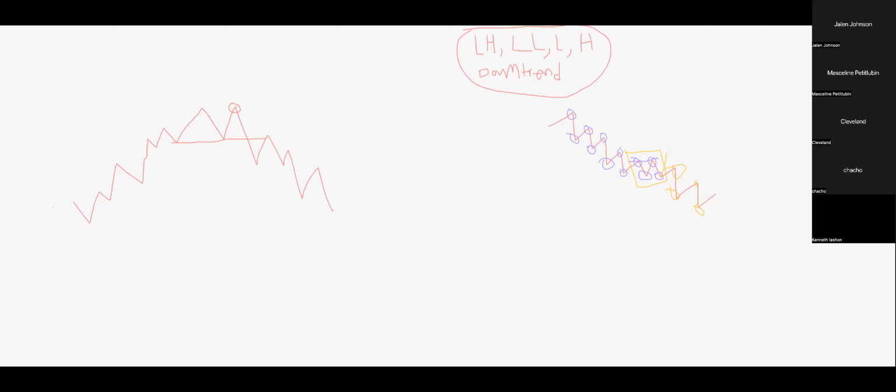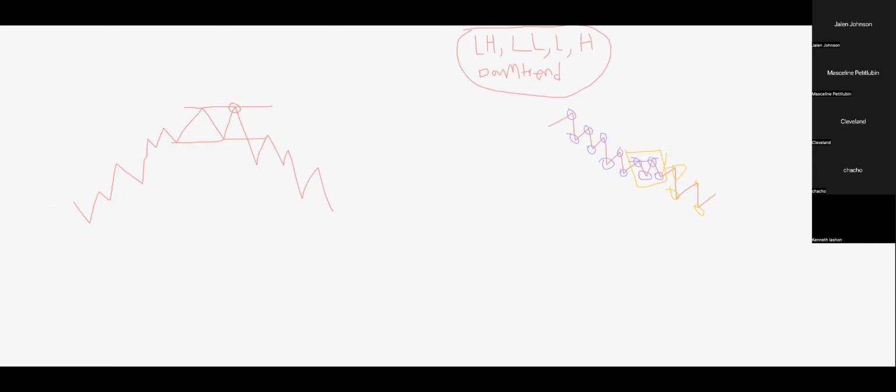That's where your other confirmations come in. First of all, let's identify the pattern. You have a double top. That's number one. Second of all, you have a resistance level, right? If it can't break the resistance level, then, like I said, you get a death cross.